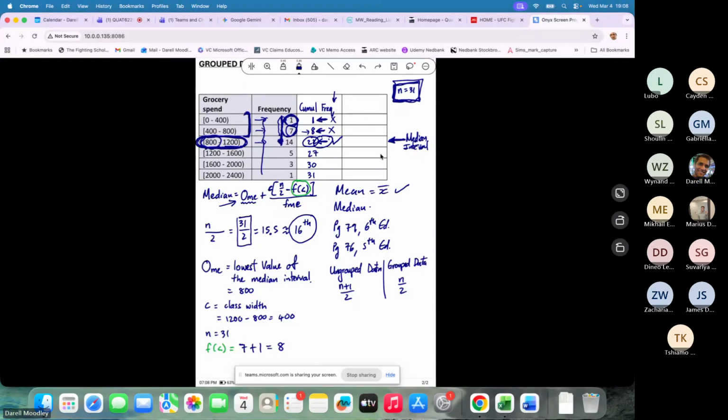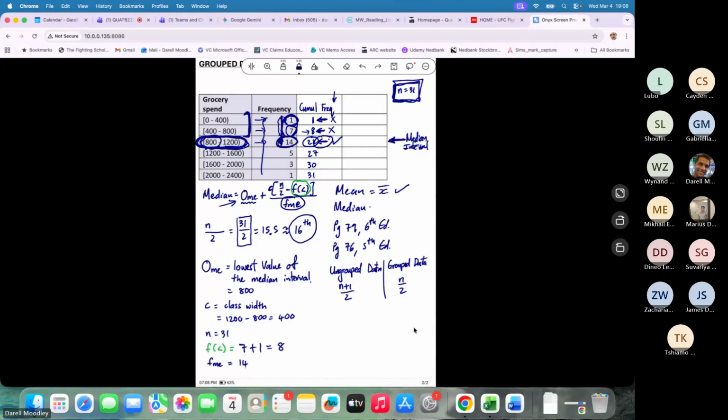So it's 8. And then the last symbol is what you have in the denominator, which is F_ME. And that is the frequency of the median interval. So this is our median interval. What is the frequency of that interval? It's 14. And you have every value you need to plug into this formula. You substitute all of these values into the formula.